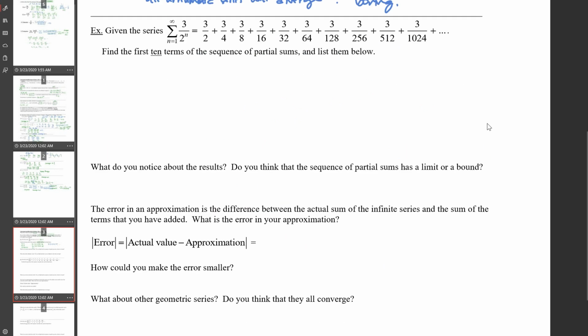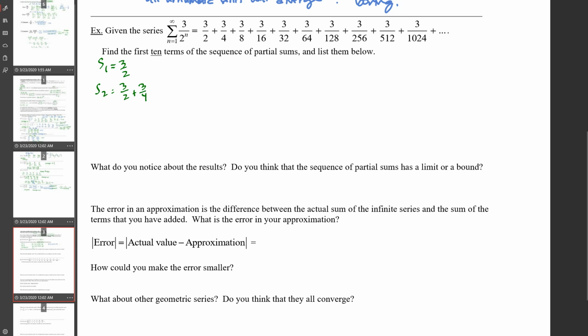All right, let's look at this series here. The question is, if you look at this series, does this series converge or diverge? Well, let's think about how we realize if a series converges or diverges. We need its partial sums. We need to make its partial sums into a sequence. So let's find the first 10 partial sums. S1 is going to be 3 halves. S2 is going to be 3 halves plus 3 fourths. And we can put that into our calculator.